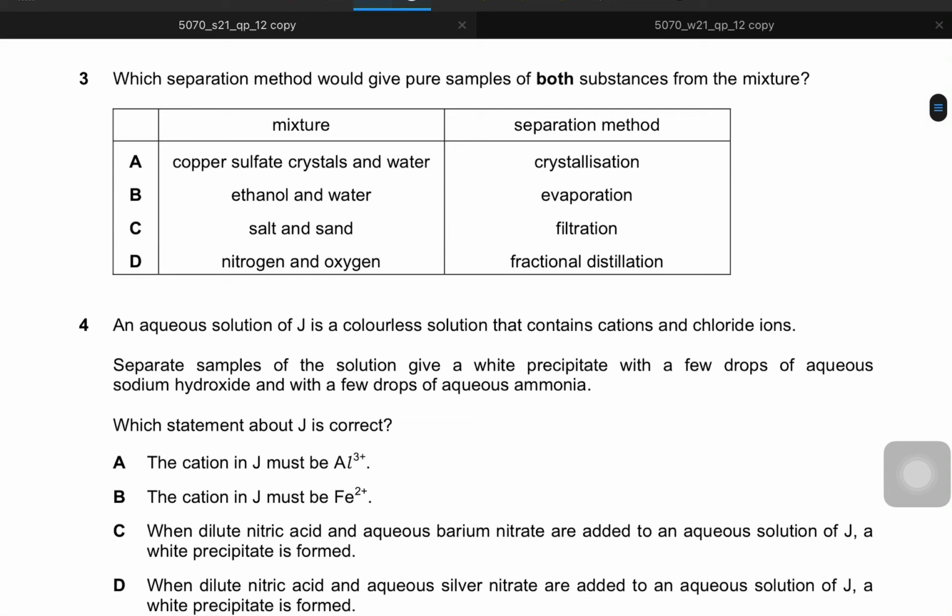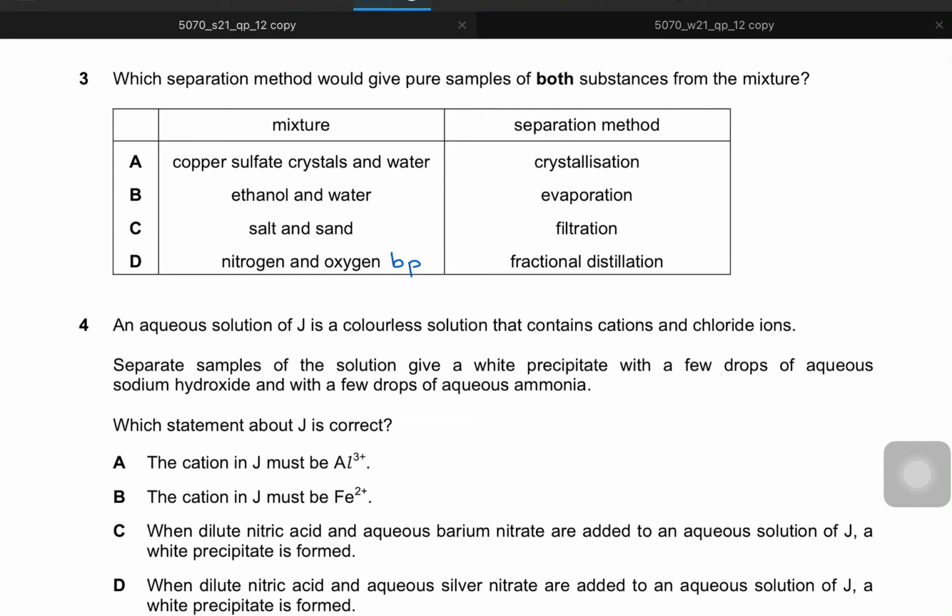Which separation method would give pure samples of both substances from the mixture? So if you have a mixture of copper sulfate crystals and water, separation method could be crystallization. Okay, let's park it. Ethanol and water, evaporation, because ethanol could evaporate, water could evaporate, both can evaporate. Salt and sand. You haven't talked about adding water, so they're still talking about filtration. Let's see. Nitrogen and oxygen, fractional distillation. It works on the basis of boiling point.